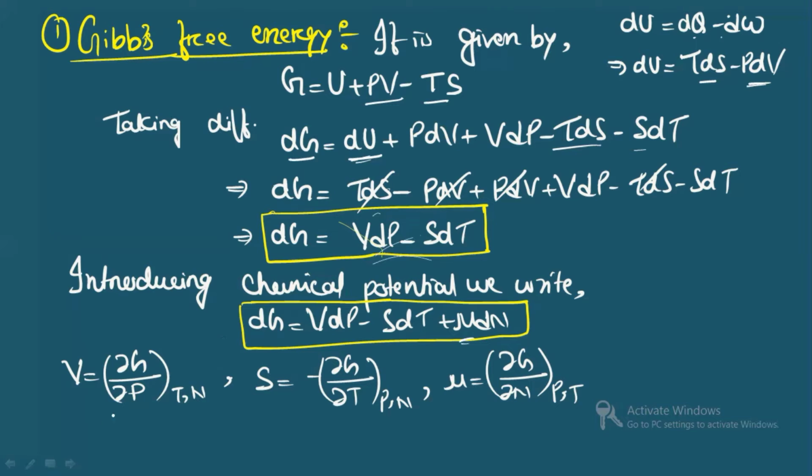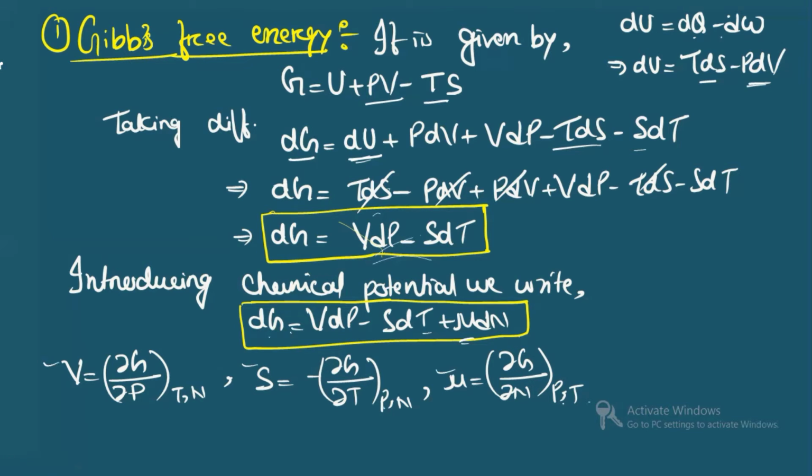So from this equation, you can write volume V equals del G by del P, at constant T and N. The entropy S can be written as del G by del T with a negative sign, where the constants will be P and N. And the last term can be written as chemical potential equals del G by del N at constant pressure and temperature. So this is how you can write the volume, entropy, and chemical potential using the Gibbs free energy.